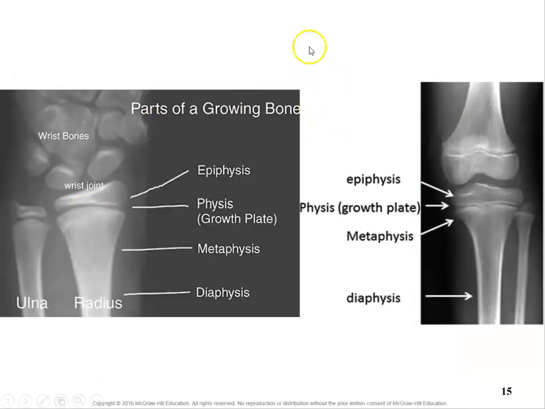And here you can see in growing bones, you can see the epiphysis, the physis, which is the growth plate itself, the metaphysis, and down here the diaphysis that would continue, okay? This is the wrist. So would this epiphysis be the proximal or the distal epiphysis? Well, it would be the distal epiphysis, right? Because it's the part of the bone that's farther away from the trunk of the body.